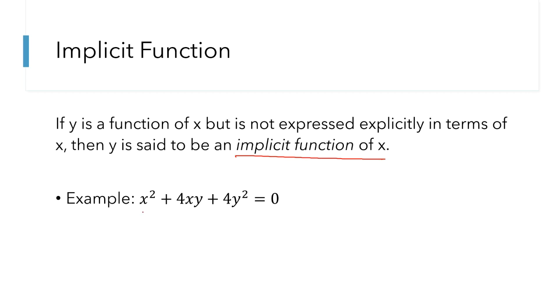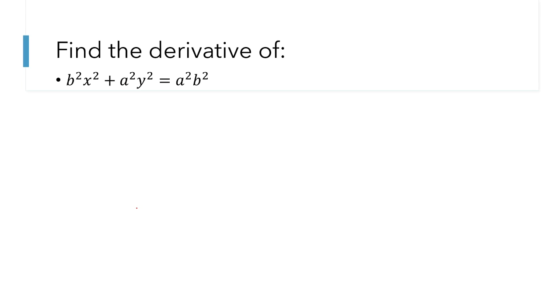So this is where we'll be deriving the function implicitly. Some examples would be: find the derivative of b squared x squared plus a squared times y squared is equivalent to a squared times b squared, where a and b here are not variables, but constant values. So we'll be applying the same process in deriving.